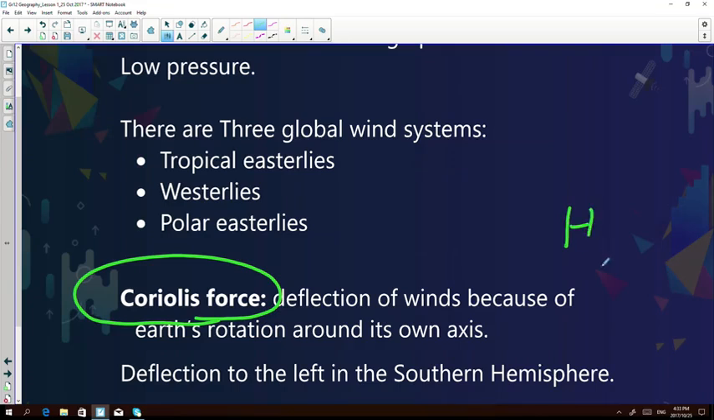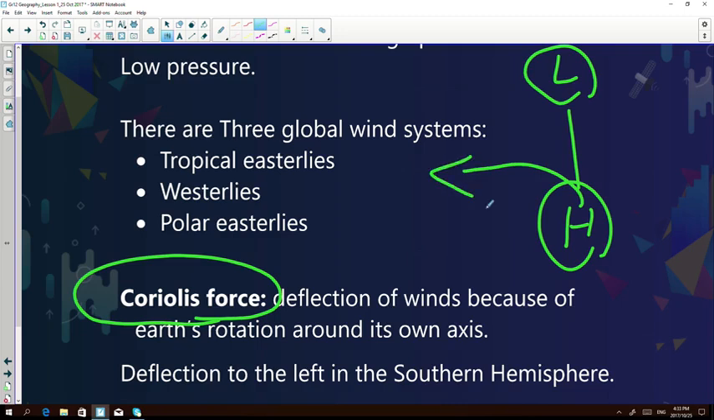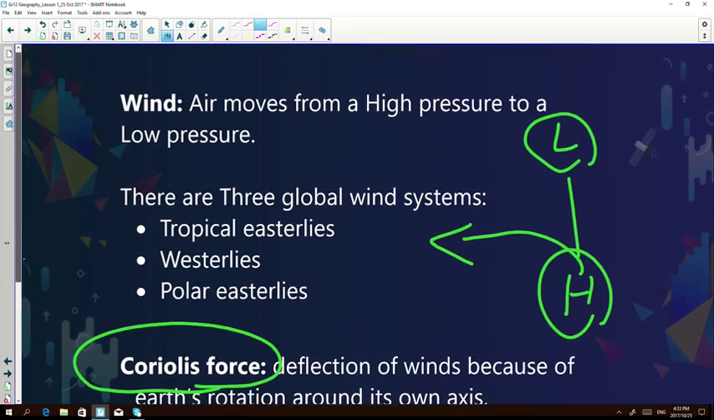Now, let's say for argument's sake the air blows from the high pressure to the low pressure, and we are in the southern hemisphere. Which is the wind going to deflect to? To your left. Now let's just quickly go back to our diagram over here.